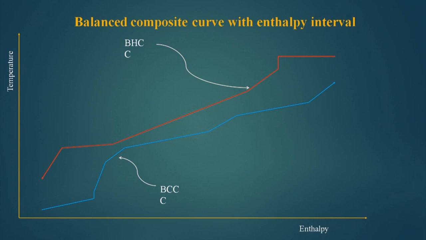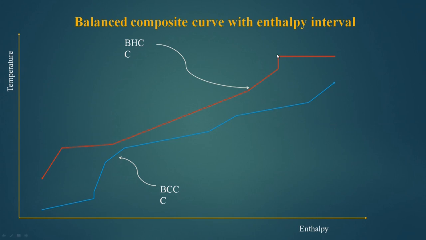Now, the figure shows two balanced composite curves. The first one is called BHCC, the balanced hot composite curve, and the lower one, which is in blue, shows the balanced cold composite curve, BCCC.